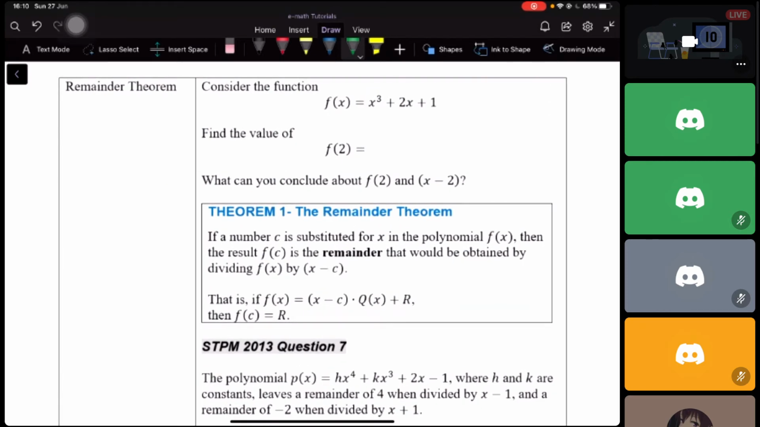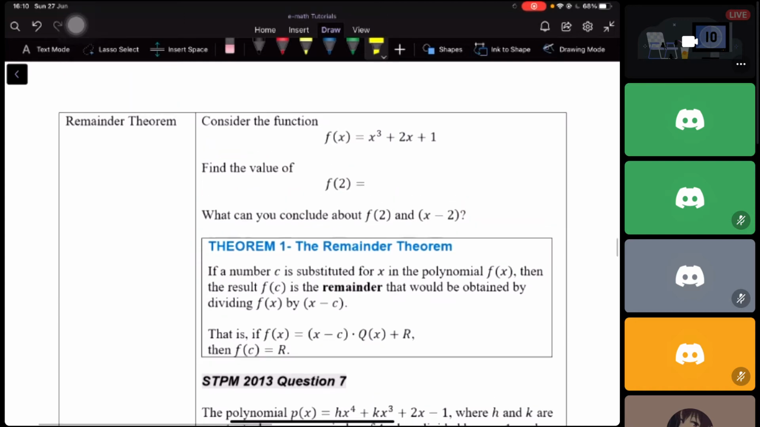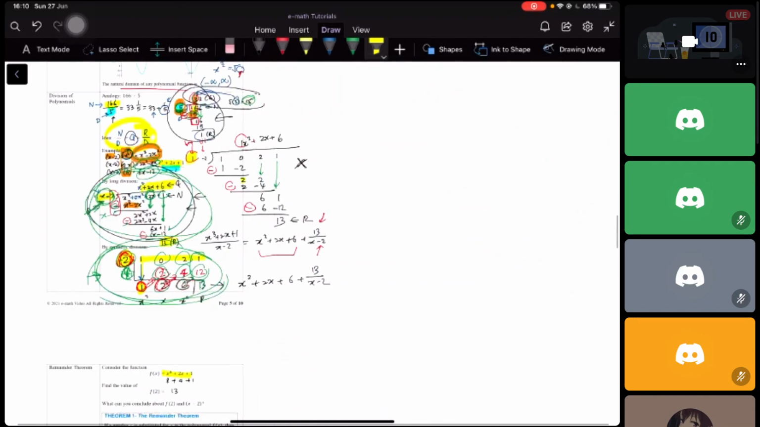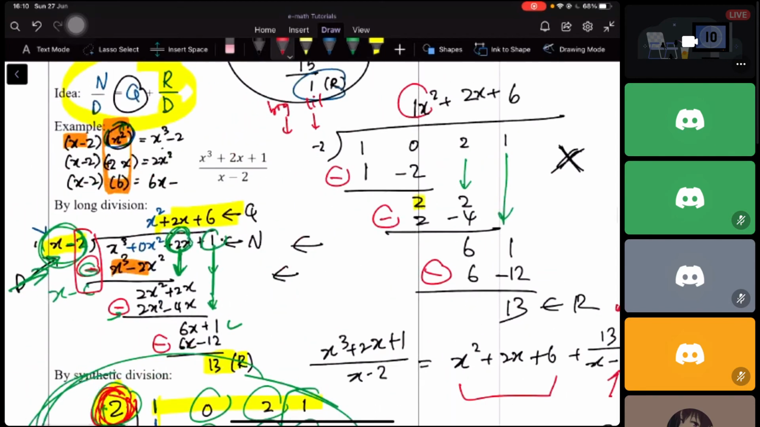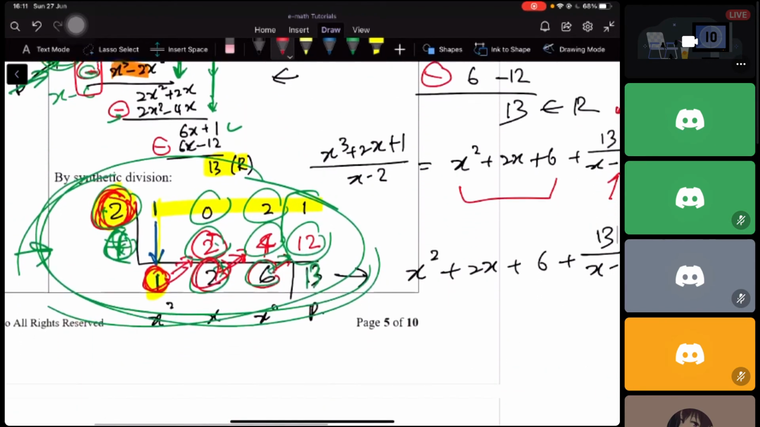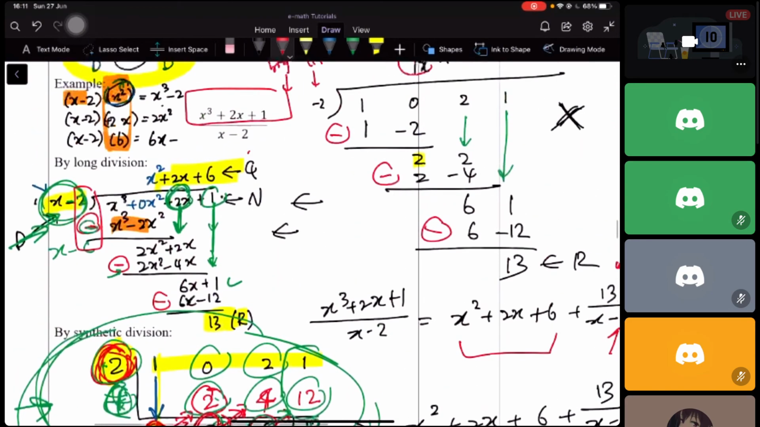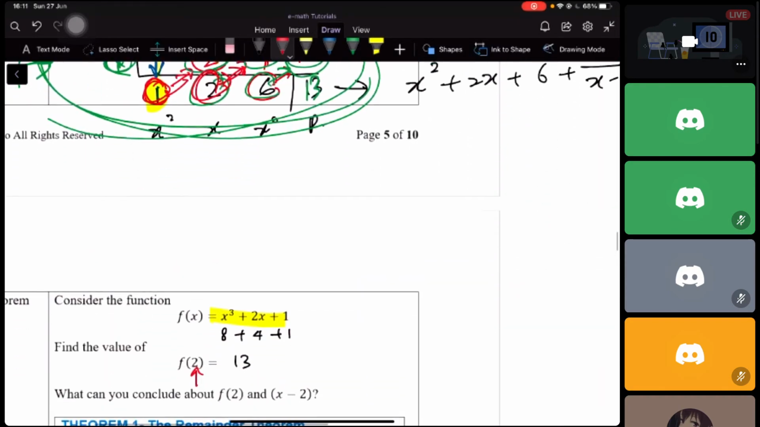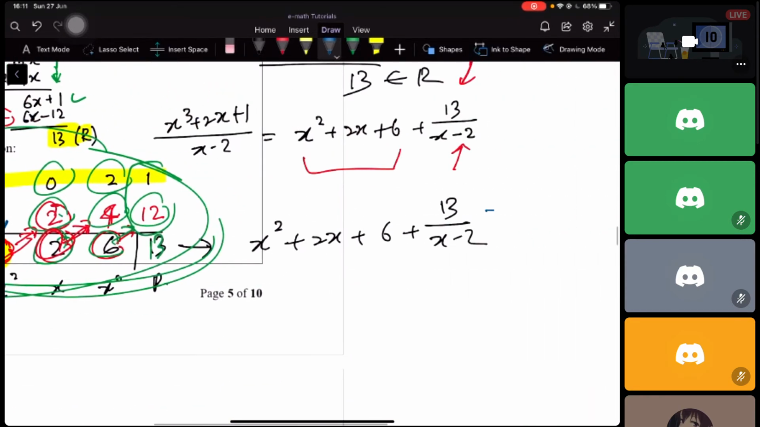And the remainder theorem is actually the same as our long division, the story of long division just now. So consider a function, x cubed plus 2x plus 1. Then find the value of f of 2. Just sub in. This is 8 plus 4 plus 1, which is 13. Do you notice that this is actually the function from just now? So messy already. Do you notice that it is this fella here? And do you notice that this 13 is the remainder?